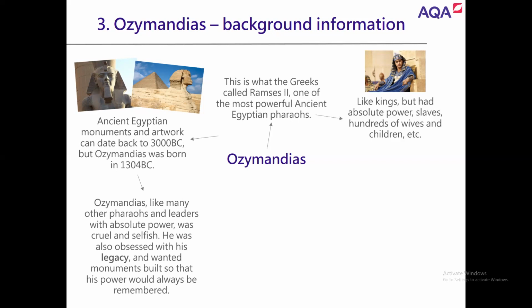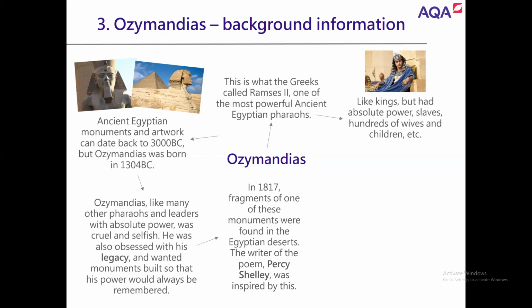Legacy basically means the way that people want to be seen after they've gone. Ozymandias was obsessed with how people would see him and his power all throughout time, not just while he was alive. So skip forward hundreds and hundreds and hundreds of years. So it's much closer to when the Victorian period was, just a little bit before. In 1817, fragments of one of these monuments were found in the Egyptian deserts. The writer of this poem, Percy Shelley, was inspired by this.